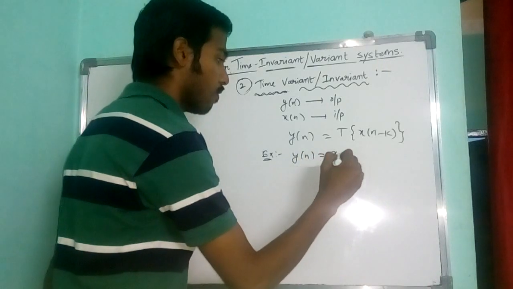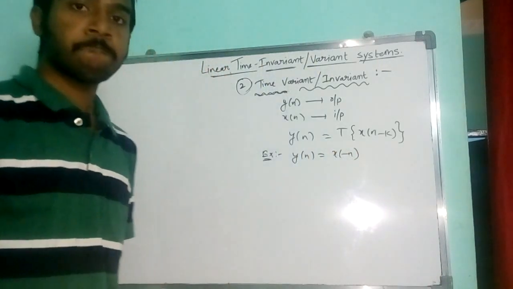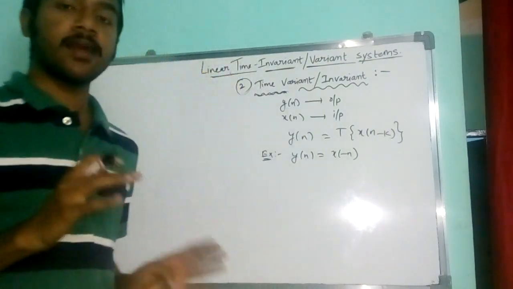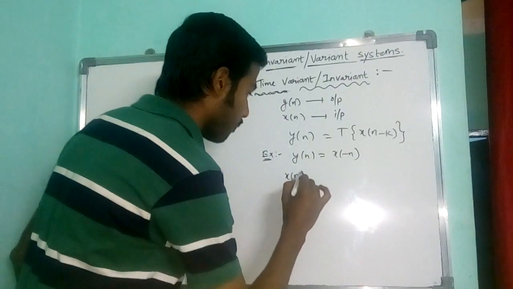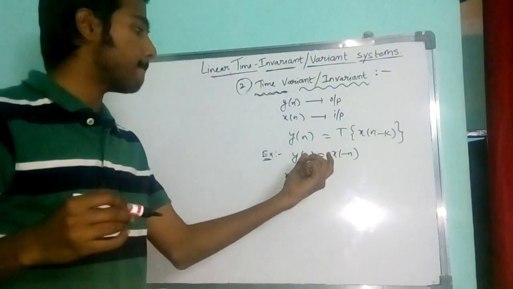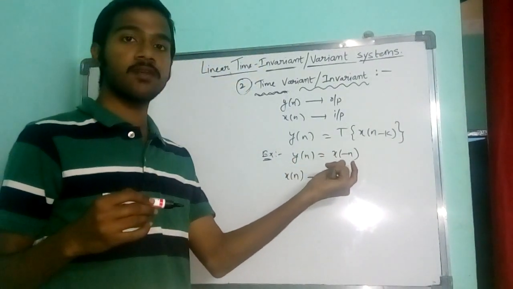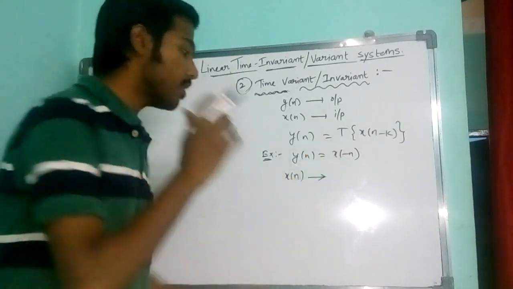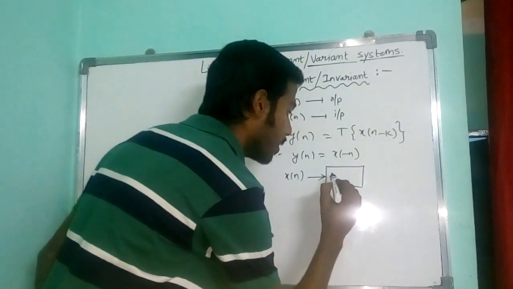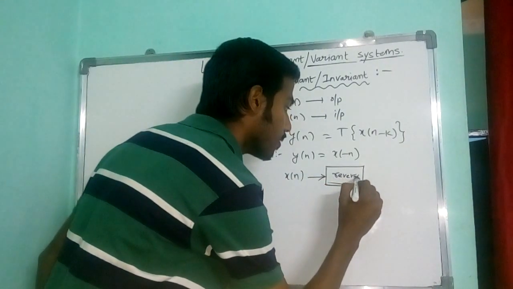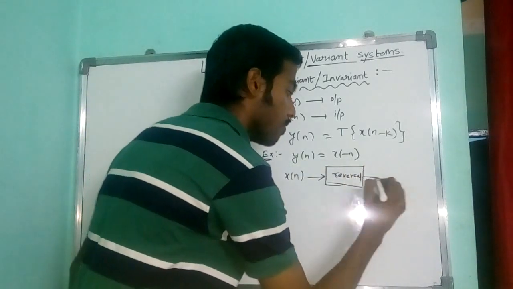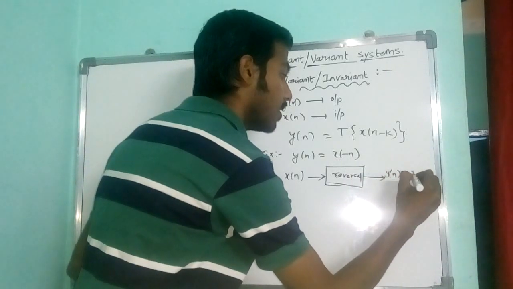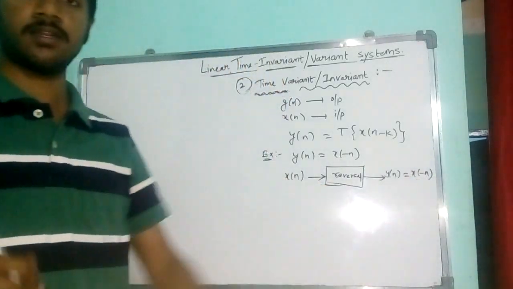y of n is equal to x of minus n. Here, whenever we apply a signal x of n, the main theme in the given question is that we are reversing the time. That means x of minus n. So the operation we are doing here is time reversal. Now when we apply this, we get y of n equal to x of minus n.